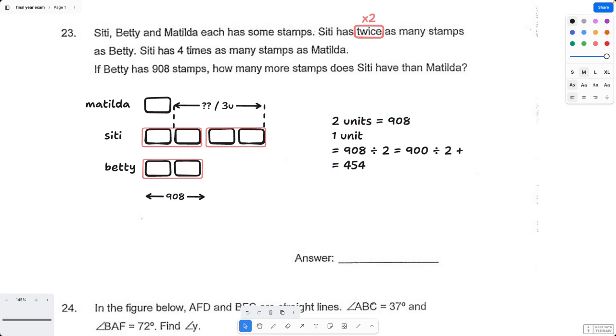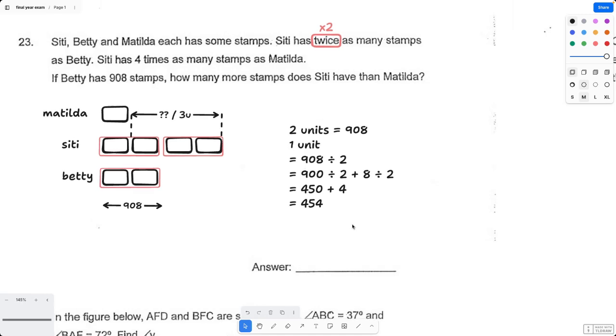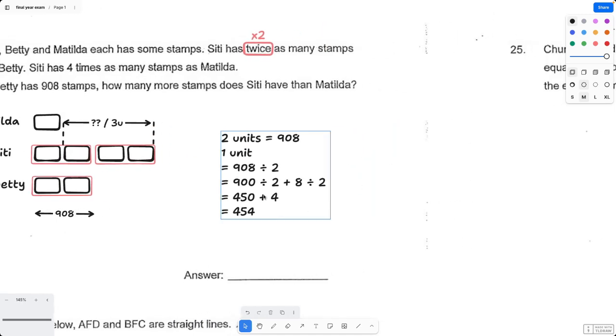Plus 8 divided by 2. Quick math, right? And this one will become 450 plus 4. That's how I do this mentally, or accurately. But for me, I always want to double check using the actual workings. So in this case, what we want to do is have it like this.